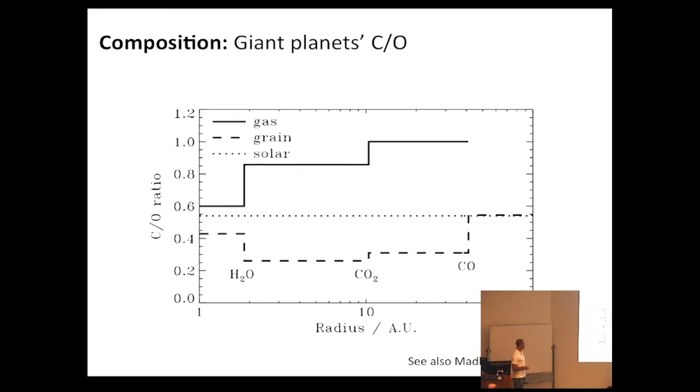But I think this just gives you an indication there is going to be a very different C/O ratio depending on whether you're talking about gas or grains, and the physics of the pollution and metallicity enhancement in the giant planet atmospheres, I think, is not well understood. But this gives you a sense that you could expect very different C/O ratios from the host star value, depending on the formation.